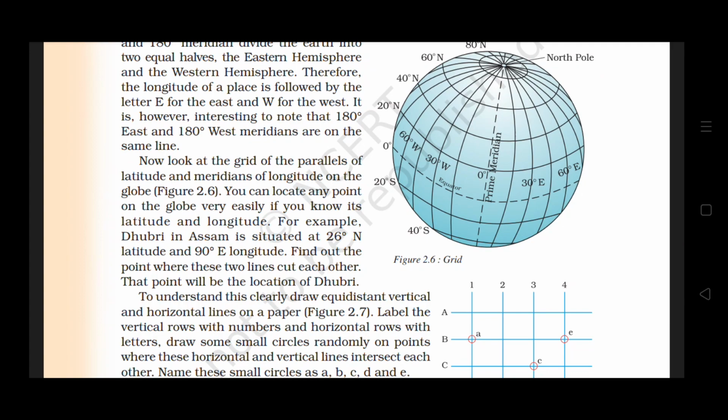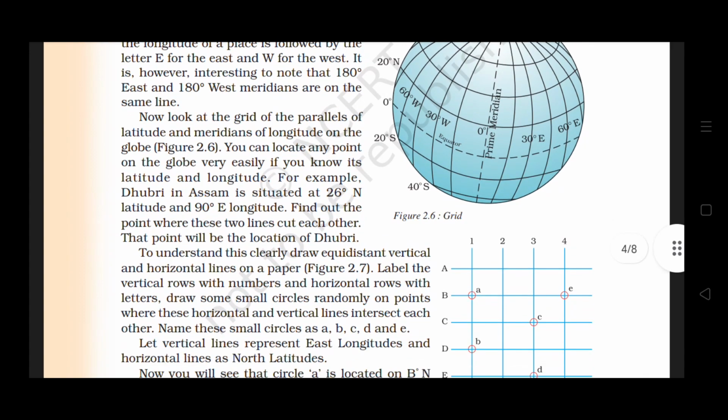It is, however, interesting to note that 180 degree east and 180 degree west meridians are on the same line. It means 180 degree east and 180 degree west would be in the same line, but on the opposite side of the 0 degree meridian, which is also the prime meridian. That is a very interesting thing.